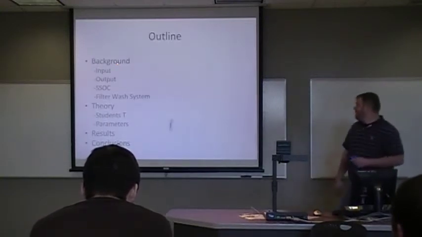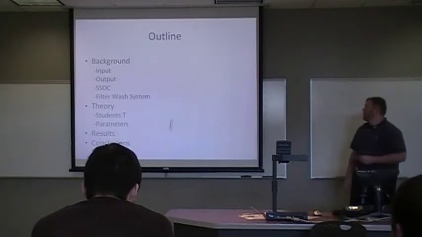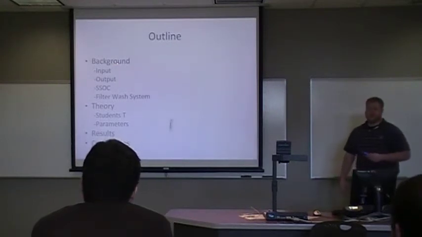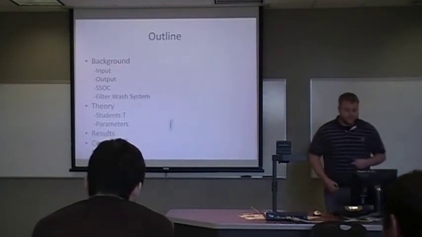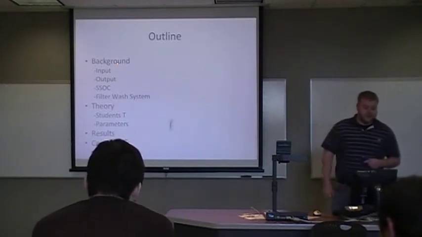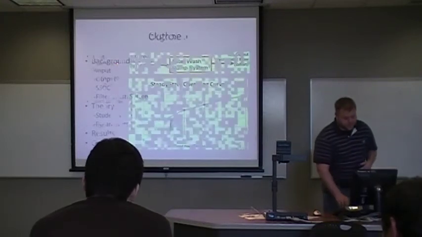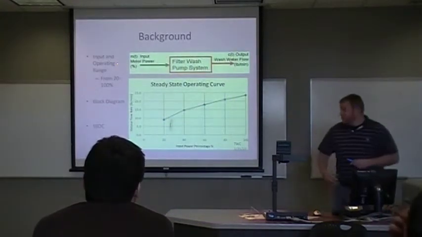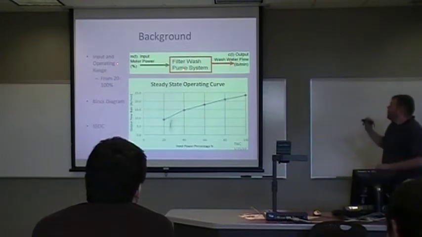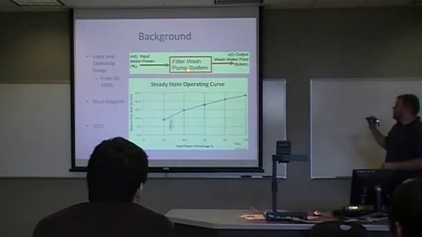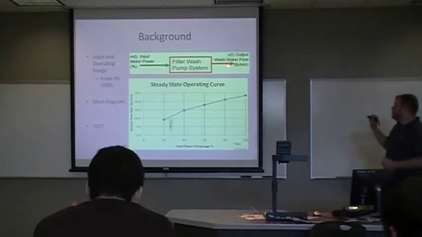All right, the background. Going to show the inputs, the outputs, the steady state operating curve, the actual filter wash system. We're going to go over the theory and parameters of the system, and then we're going to show the results and conclusion. This is the block diagram. We have a motor input goes into the system, which puts water out of the system in pounds per minute.